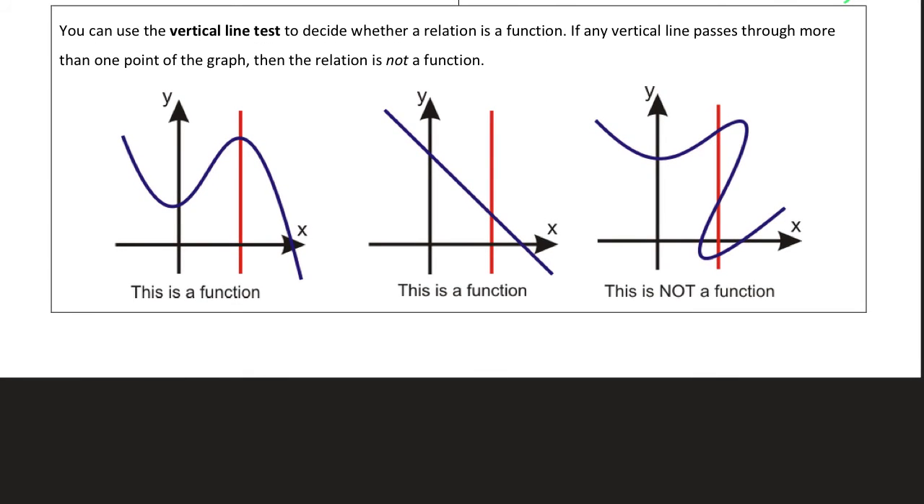In a vertical line test, we're talking about representing a relation with a graph. The vertical line test tells us whether a relation is a function or not by its graph. So, if any vertical line passes through more than one point on the graph, the relation is not a function. So, the first relation is a function because a vertical line anywhere on this graph will only hit the graph once. Number 2, a vertical line anywhere on this graph will only hit it once. Number 3, this is not a function because I can draw a vertical line that hits this graph multiple times.